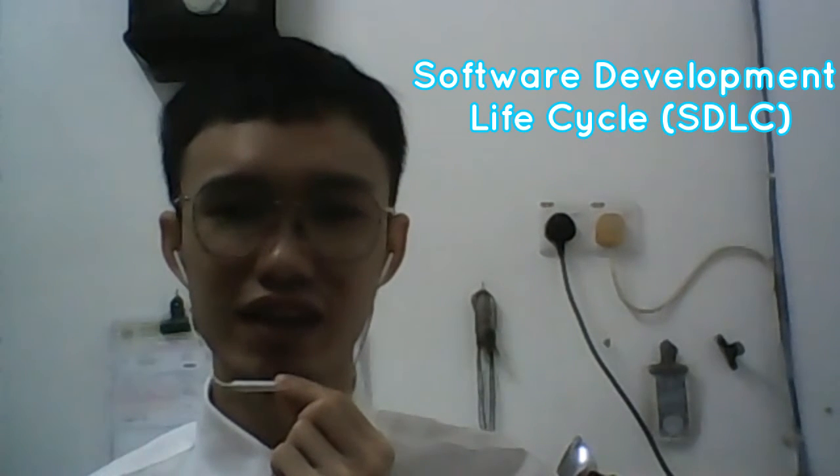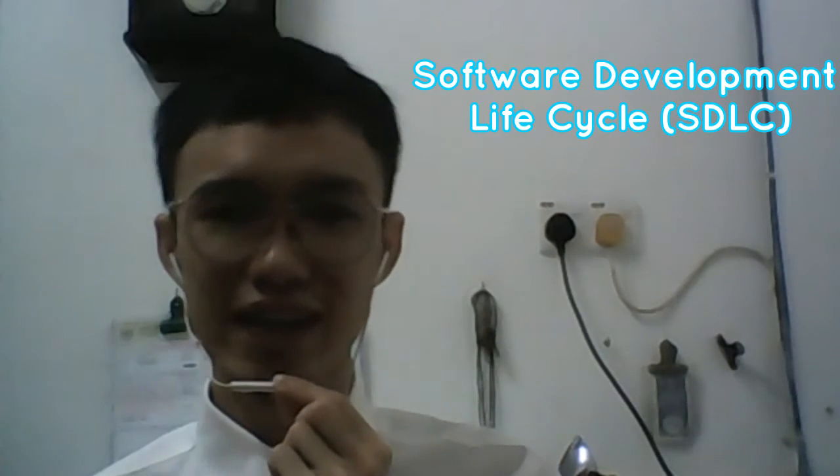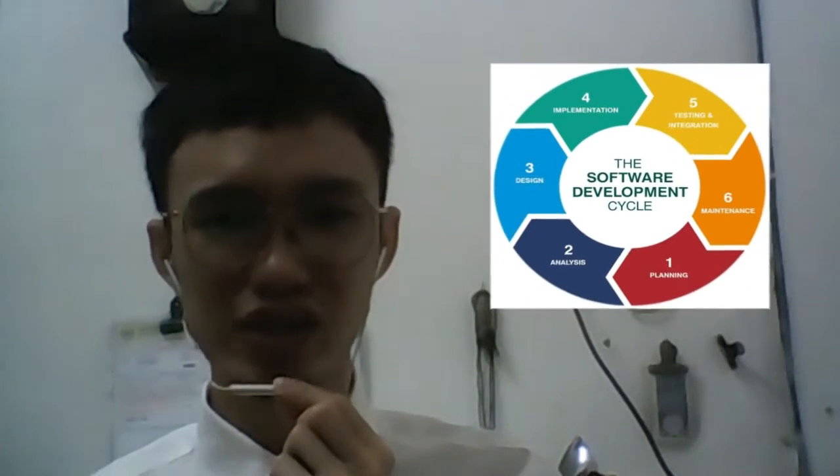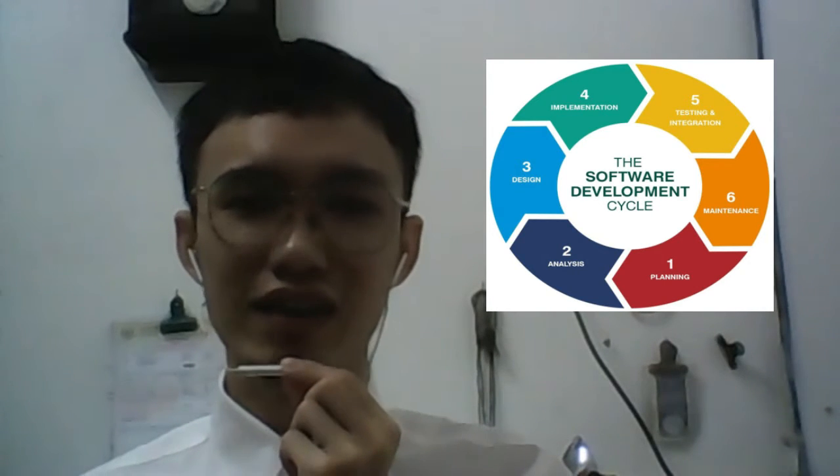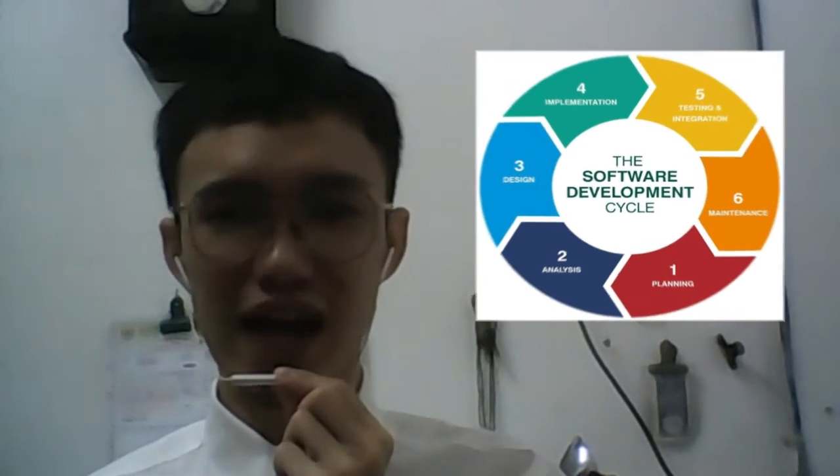CB17134. Today, I will share with you guys about the software development life cycle, also known as SDLC. What is software development life cycle? Software development life cycle models describe phases of the software cycle and the order in which those phases are executed. Each phase produces deliverables required by the next phase in the life cycle.